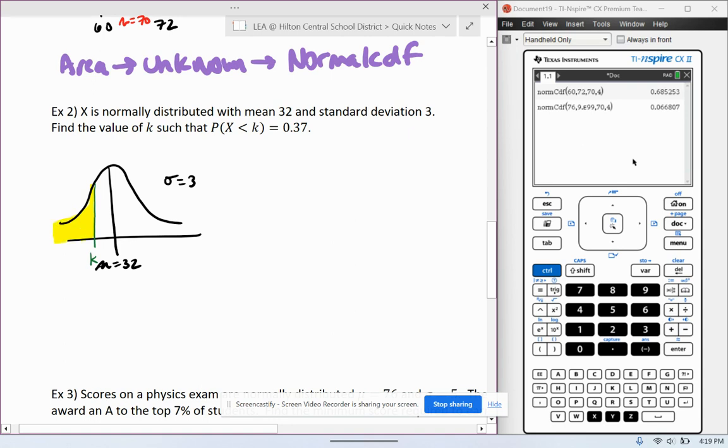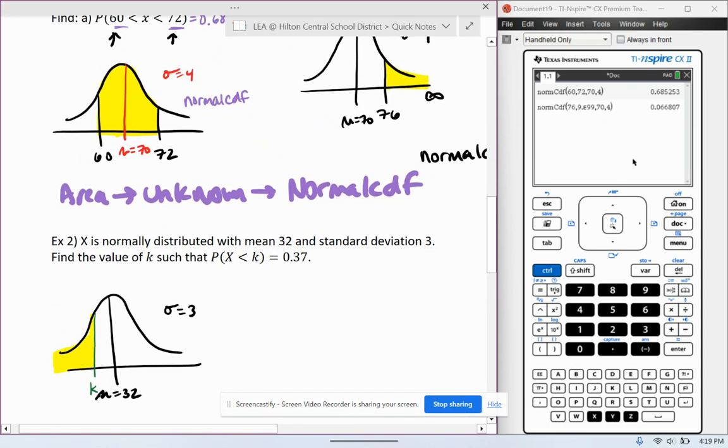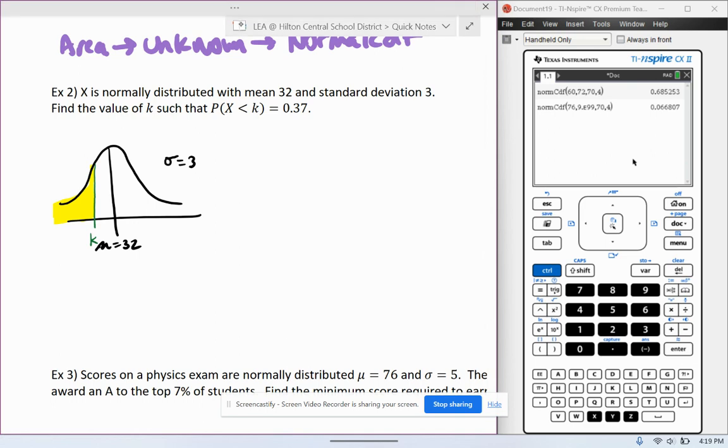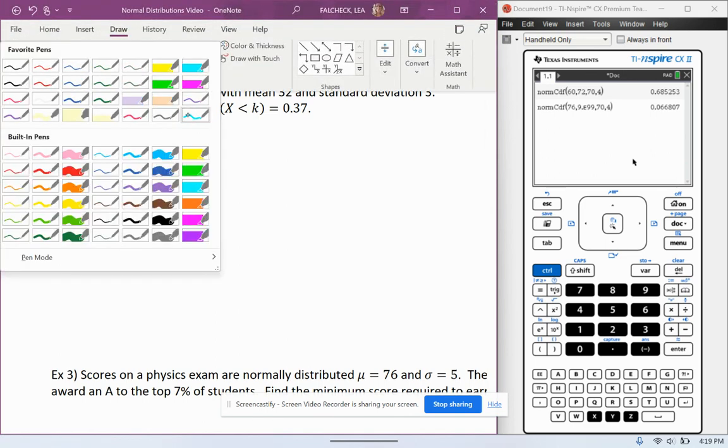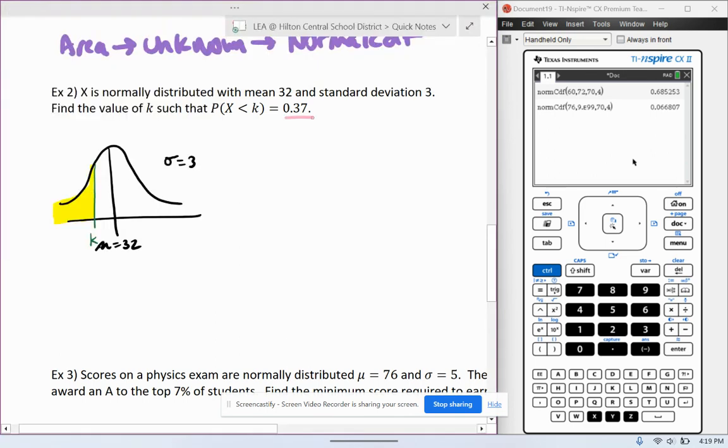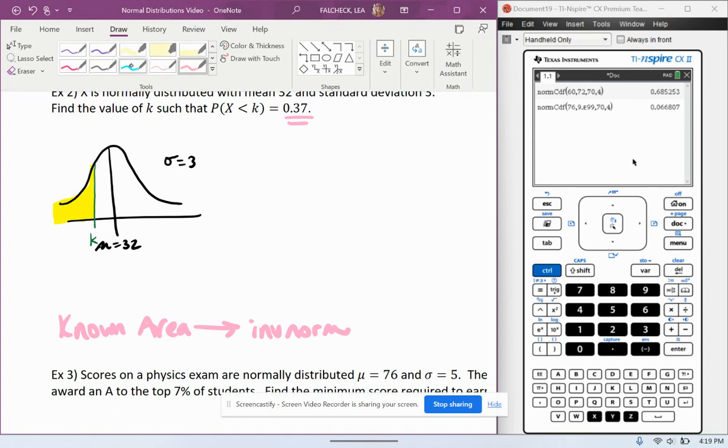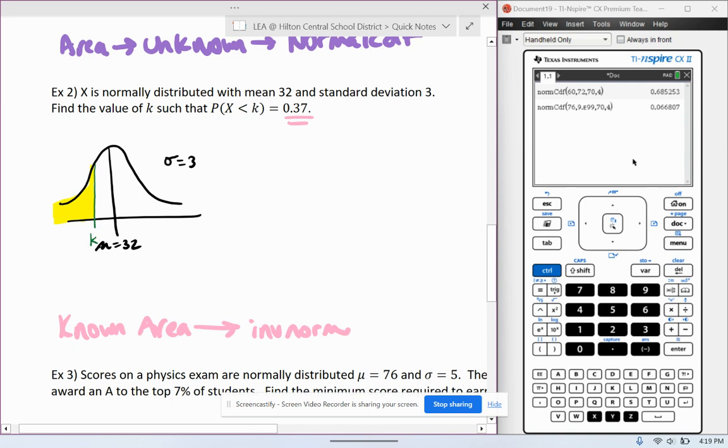What's the difference between this problem and the problem up top? In this problem, we are given the area, or we can say that the area is known. When we have a known area, we're going to use something called inverse norm. I'll show you the inputs for inverse norm. The area to the left of k is 0.37.